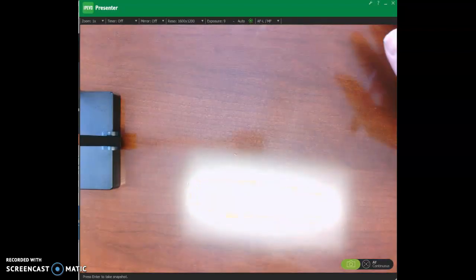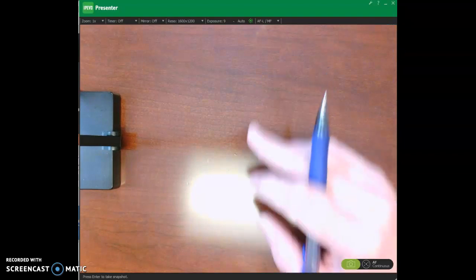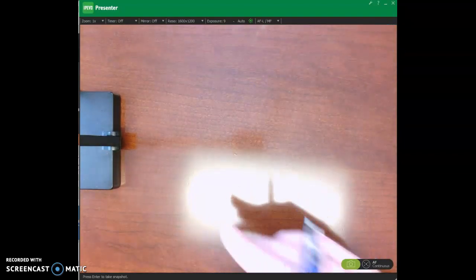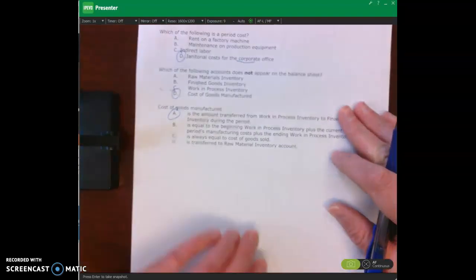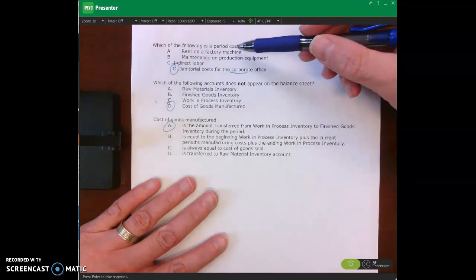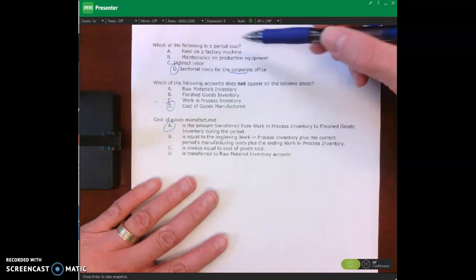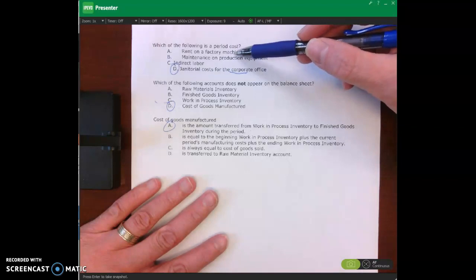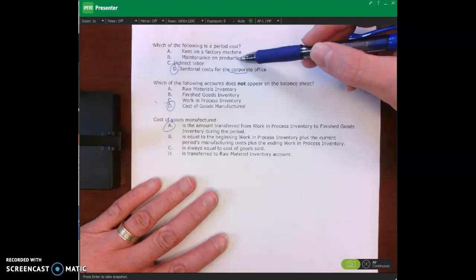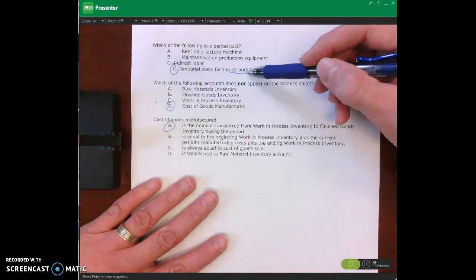Okay. Let's look at the last few problems right over here. Which of the following are period costs? Which of the following accounts do not appear on the balance sheet? And then cost of goods manufactured. Which of the following is a period cost? Look, again, factory, production, indirect labor. We know that this is going to be manufacturing overhead, and manufacturing overhead. Look at the keyword corporate. This is administrative cost, so this is a period cost.